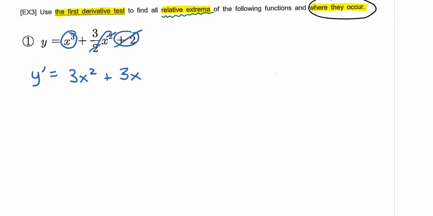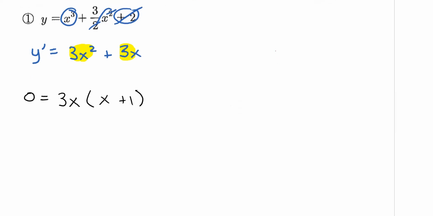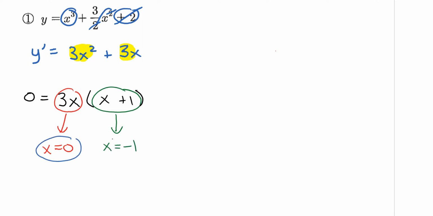After I've taken my derivative, I notice that I have some like terms, so I can factor out the common factor, and the greatest common factor here is 3x. If I factor out a 3x, I get x plus 1, and then I can set that equal to 0. The value that makes 3x equal to 0 is x equals 0. And for x plus 1, if I set that equal to 0, x would be equal to -1. These are the critical numbers, or the critical points, and these are the numbers that I can put on my number line.